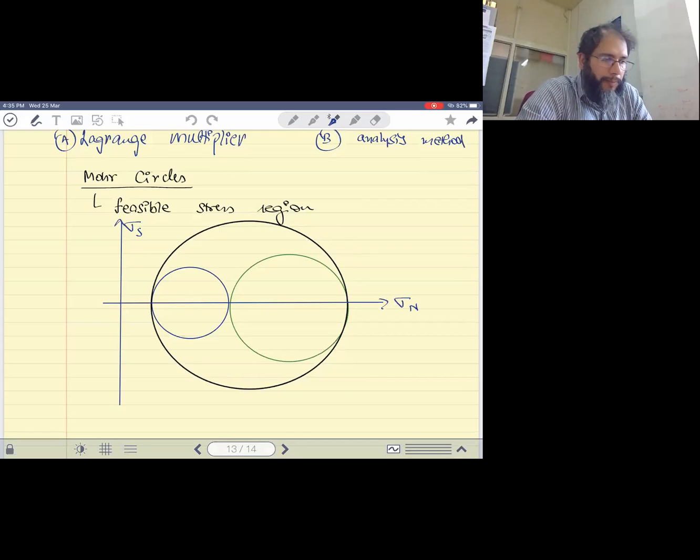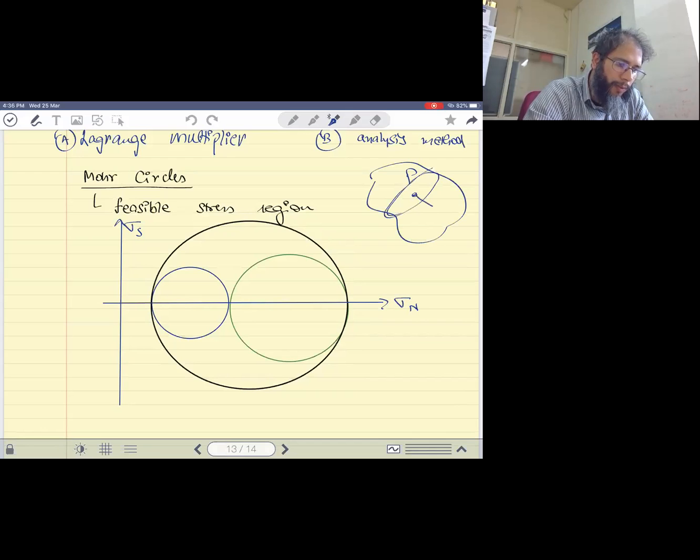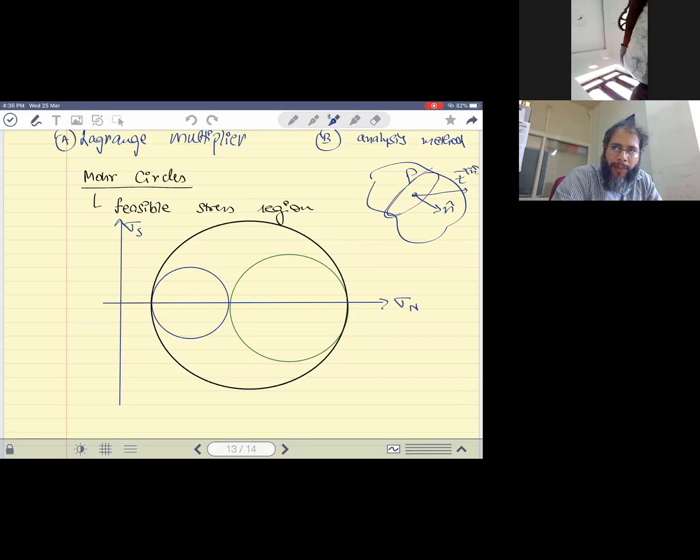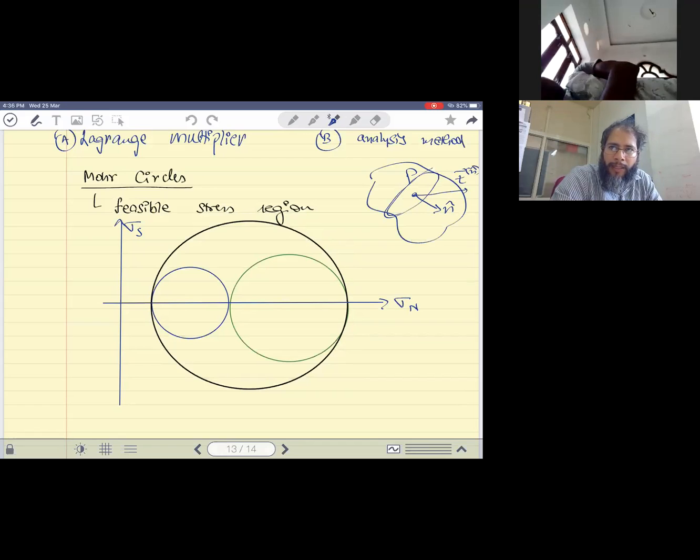So think about it. If you have the point P and you have different cutting planes, one of them is this cutting plane which has a normal n hat, it generates your t vector. Now, any cutting plane, any n hat is going to give you sigma n comma sigma s.